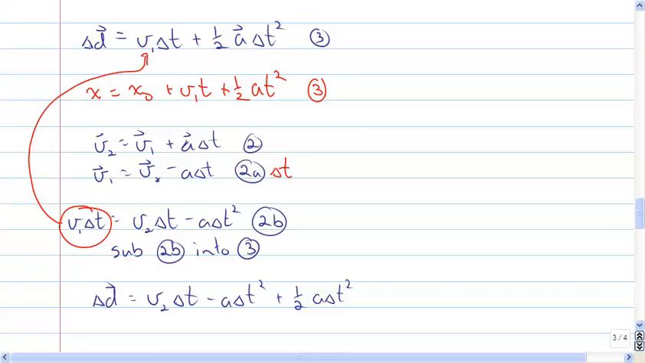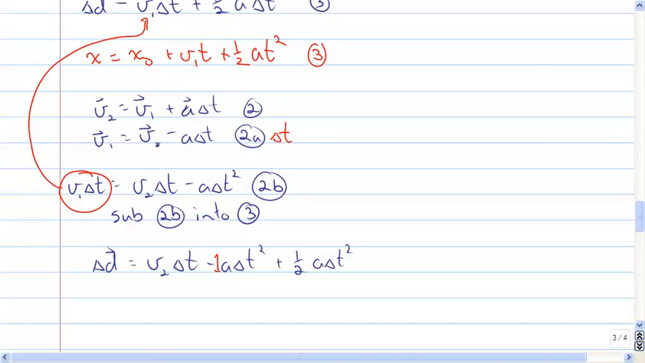So if I have minus 1, I'm just going to write this. I could put 1 in here and it would be the same thing. I'd have minus 1 A delta T squared plus 1/2 A delta T squared. So I end up with minus 1/2 A delta T squared. Okay, I can rewrite this equation. Delta D, the displacement, will be V2 delta T minus 1/2 A delta T squared. Now these are all vectors again, remember? These should all be vectors.